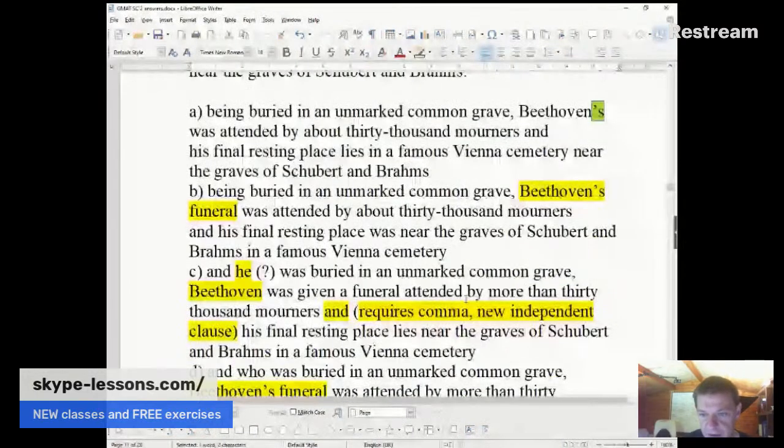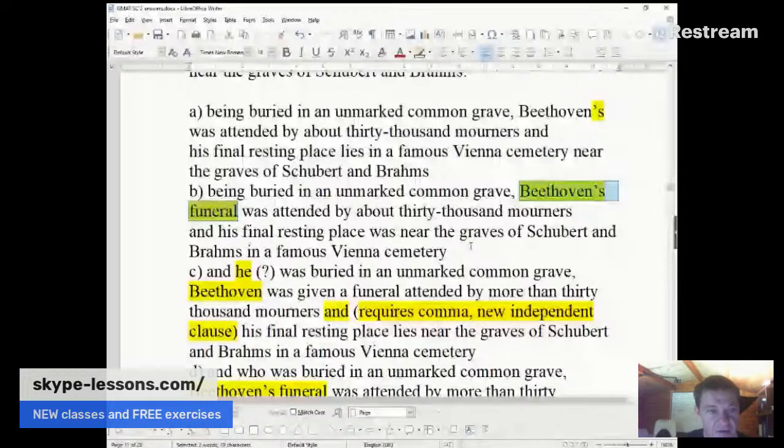Being buried in an unmarked common grave at Beethoven's funeral. So B is even clearer, is even worse than A. Well, they're both bad because we're comparing Mozart with Beethoven's funeral. So you can't do that, guys. If you're using like or unlike, if you're making a comparison, make sure the two things you're comparing are logical.